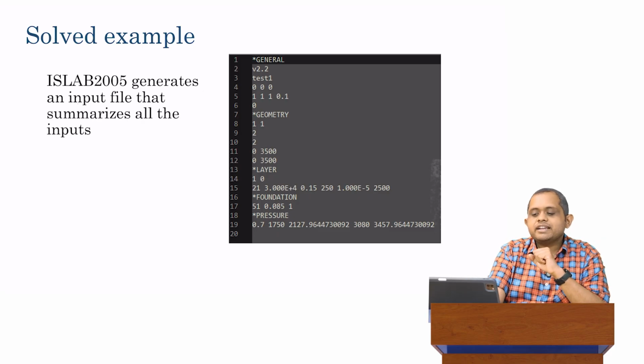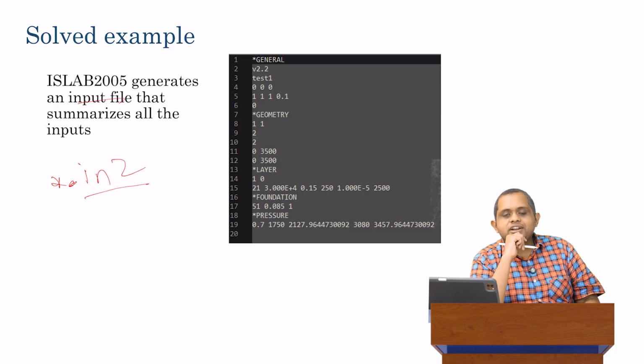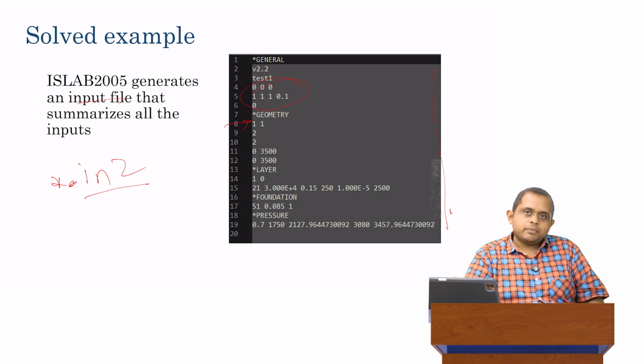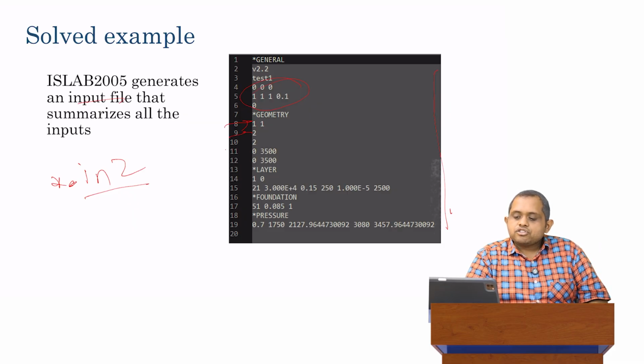ISLAB actually generates an input file. It has an extension of .in2. It generates a text-based input file, and here is what that input file is. It has some preliminaries, not important what these are. You have the number of slabs in each direction. Here you have one slab in the x direction, one slab in the y direction, which basically means you have one slab. Then the number of nodes in the x and y directions, and the coordinates of the nodes in the x and y directions. You have the number of layers, and some information about the layers.